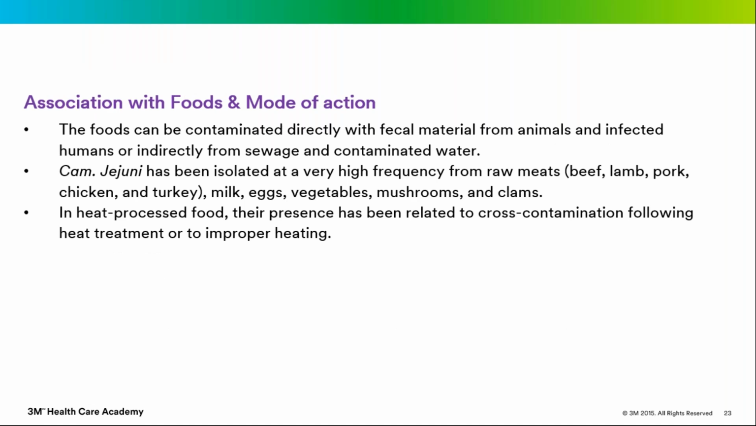Association with foods and mode of action. The foods can be contaminated directly with fecal material from animals and infected humans, or indirectly from sewage and contaminated water. They have been isolated at a very high frequency from raw meats, such as beef, lamb, pork, chicken, and turkey, milk, eggs, vegetables, mushrooms, and clams. In heat processed food, their presence has been related to cross-contamination following heat treatment or improper heating.